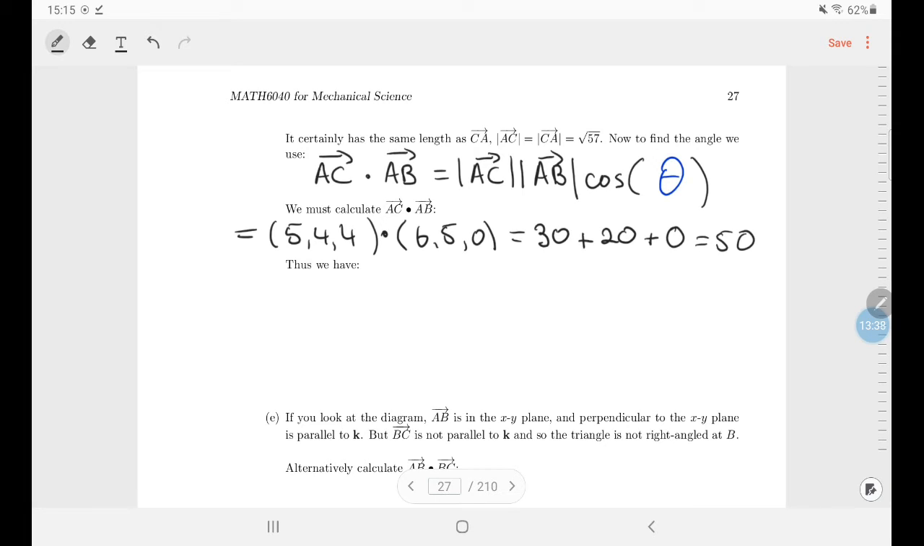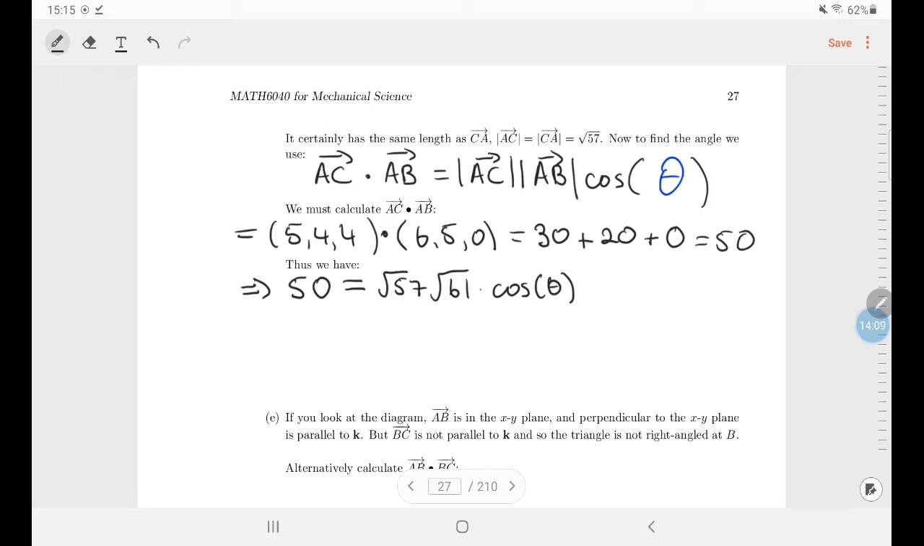Okay, so if we're going to put all the information into that equation, therefore we have 50, the dot product of AC and AB, is equal to the length of AC, which is square root of 57, times the length of AB, which we found on the previous page to be root 61. Sorry, I was right the first time. So yeah, times cos of the angle that we're looking for.